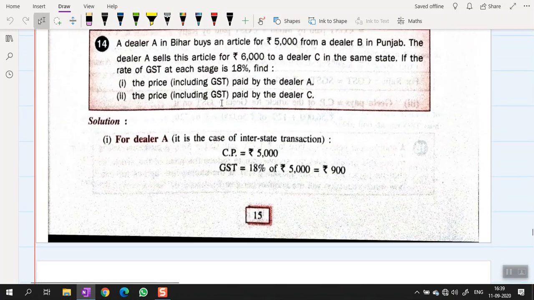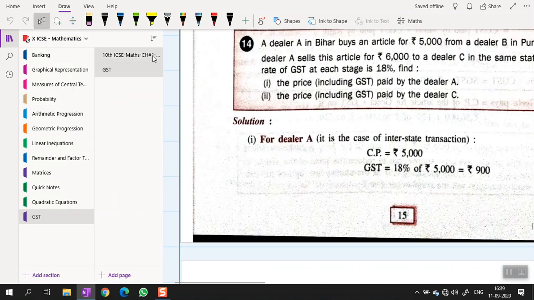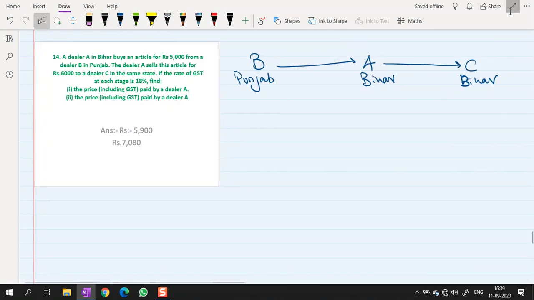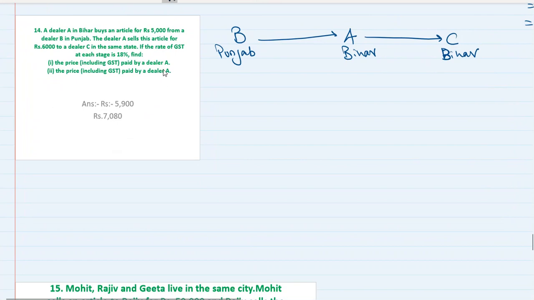Oh, price including GST paid by dealer C. That's what we have to find. So this is dealer C.